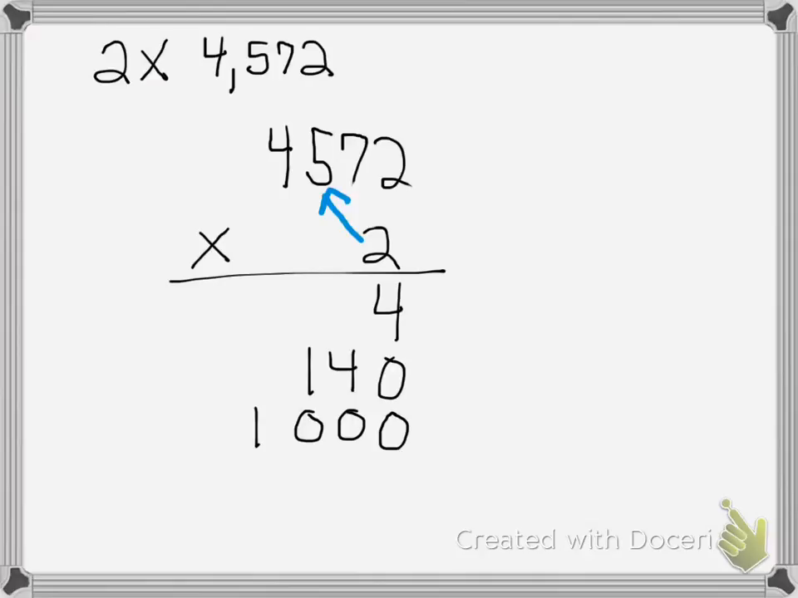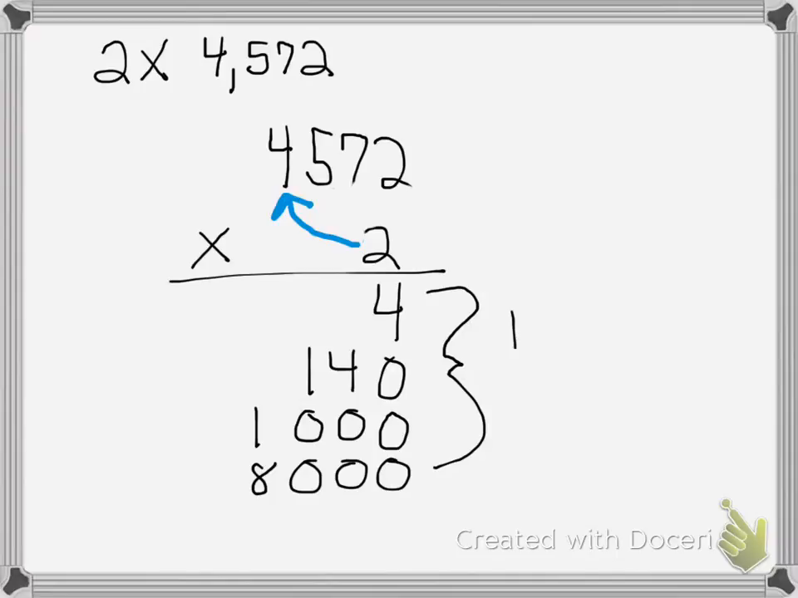And finally, I'm going to multiply 2 times 4,000, which is 8,000. These are all partial products.